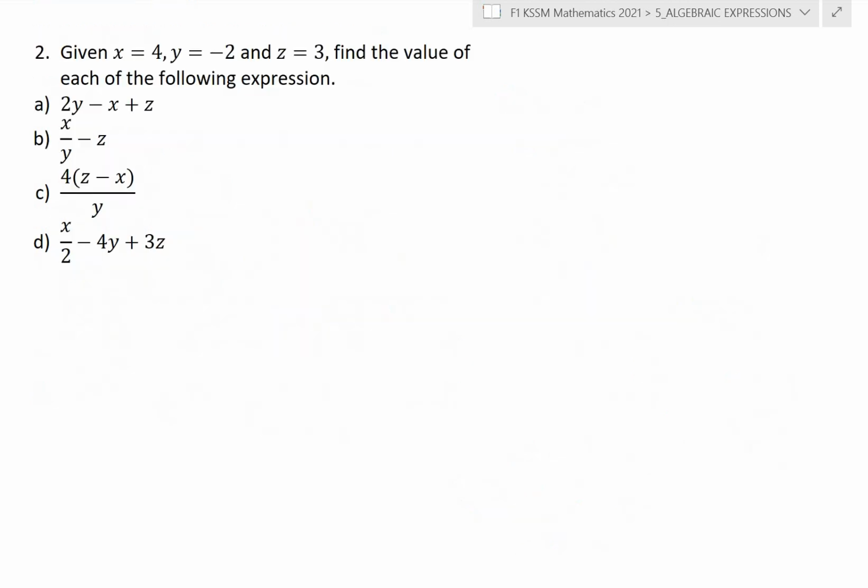Okay, let's look at the second question. So, we have A, B, C and D here. Alright, given X is equal to 4, Y is equal to -2, and Z is equal to 3, find the value of each of the following expression. Okay, means that dekat sini soalan ni, dia bagi kita nilai unknown itu, X equal to 4, Y is equal to -2, and Z is equal to 3. Unknown ini dia bagi dekat kita, untuk kita substitute. Apa itu substitute?